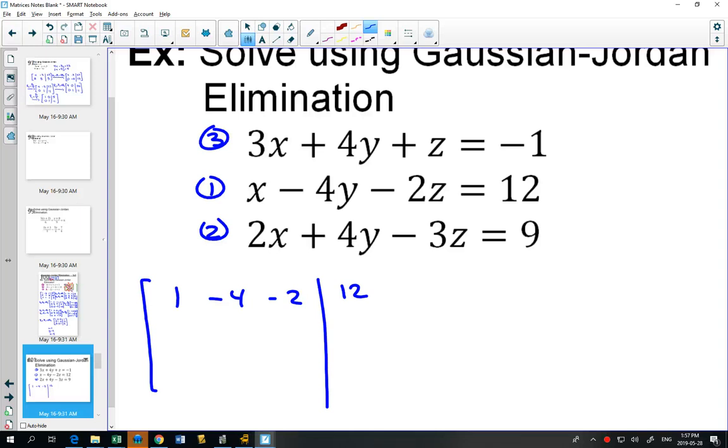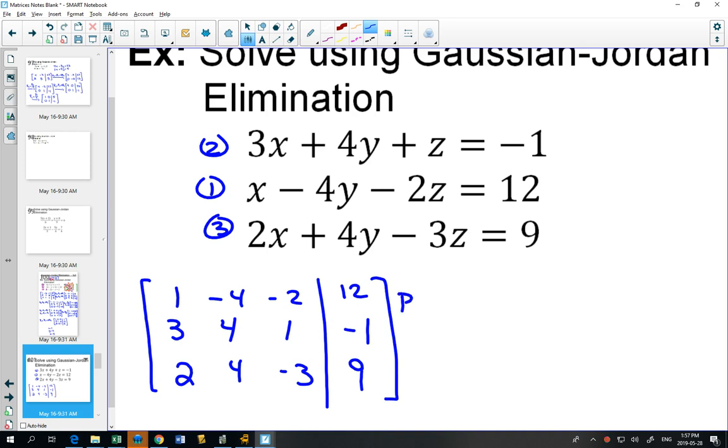Did most people have row 3 as row 2? Yeah? Okay, I'll do that. Check this out. There we go. And so we've got 3, 4, 1, -1, and 2, 4, -3, 9.